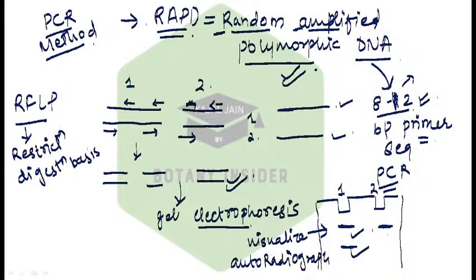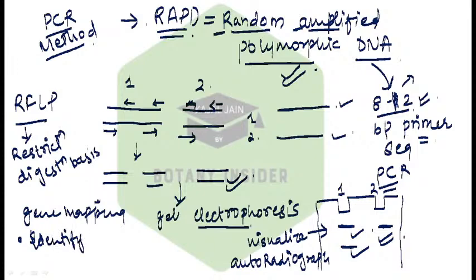Now we use these DNA sequences for various types of studies such as gene mapping, to identify different species, and also in phylogenetic analysis.